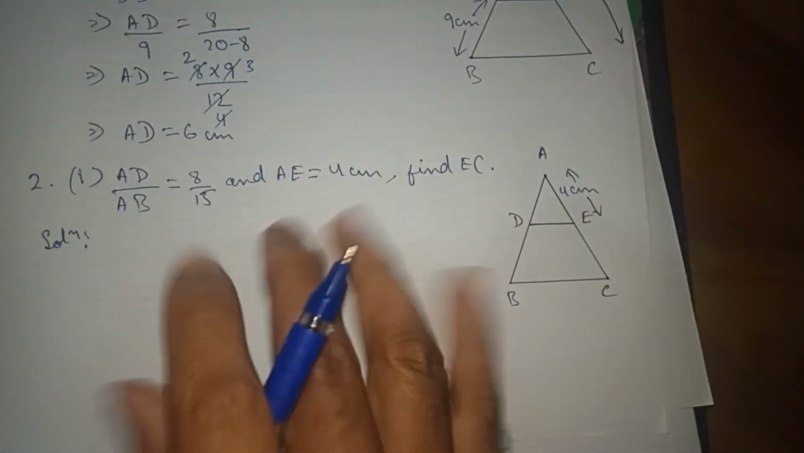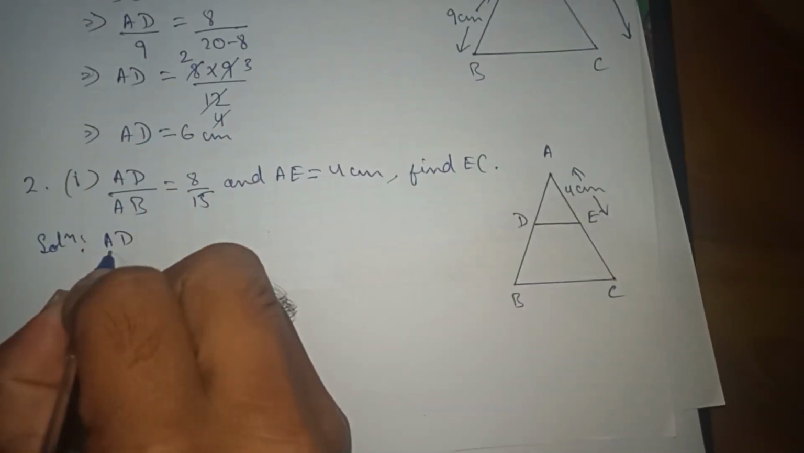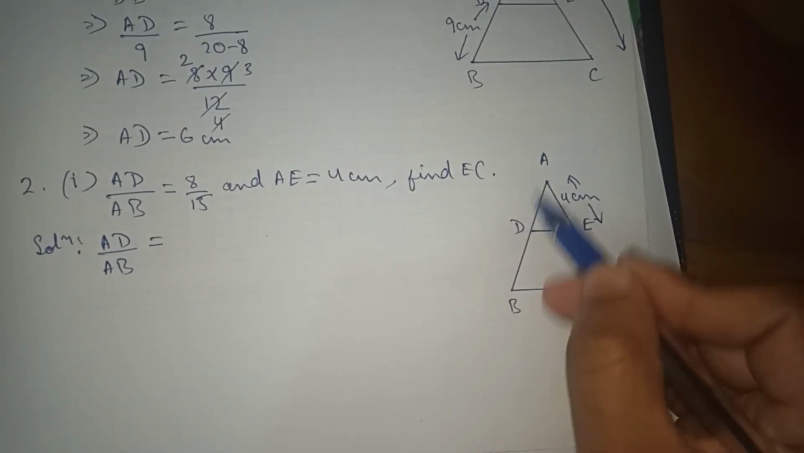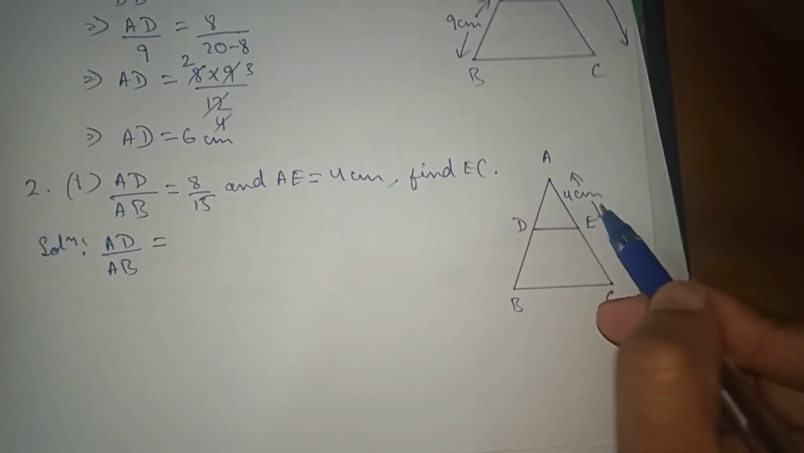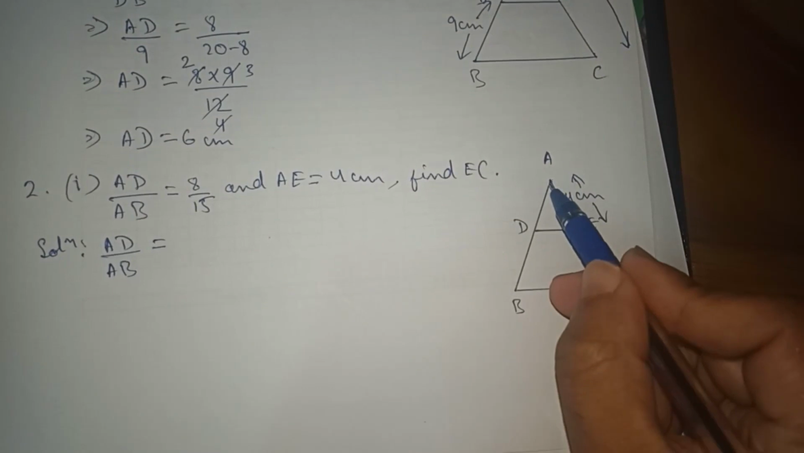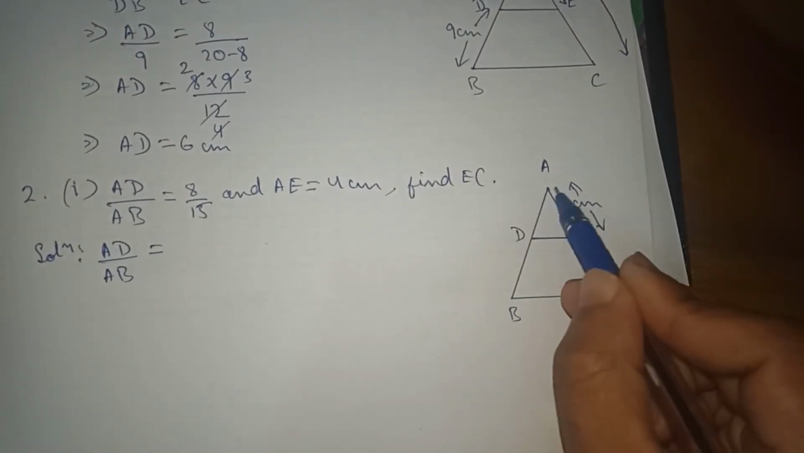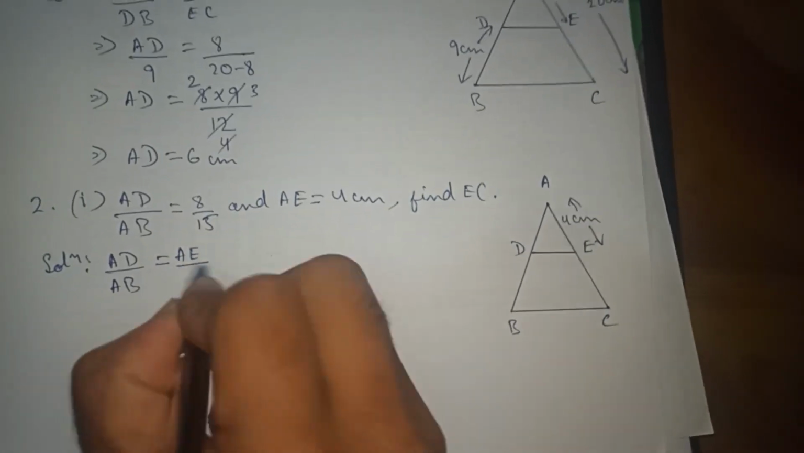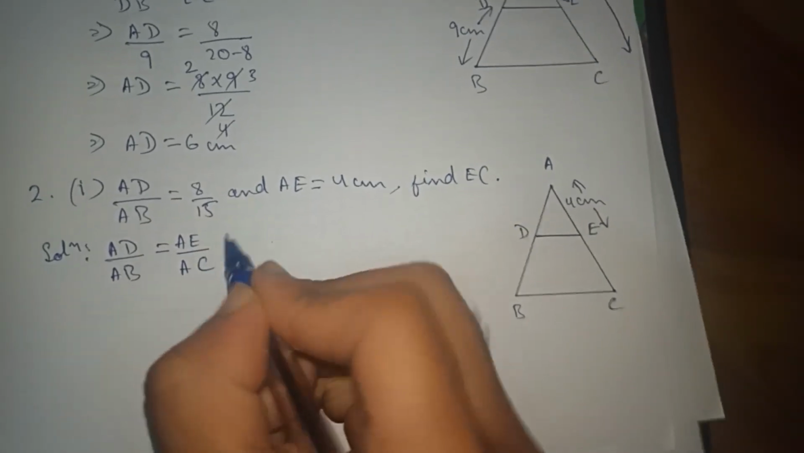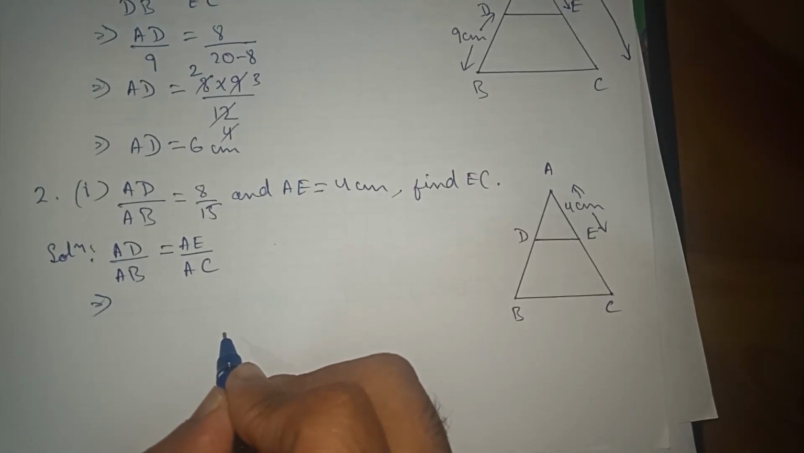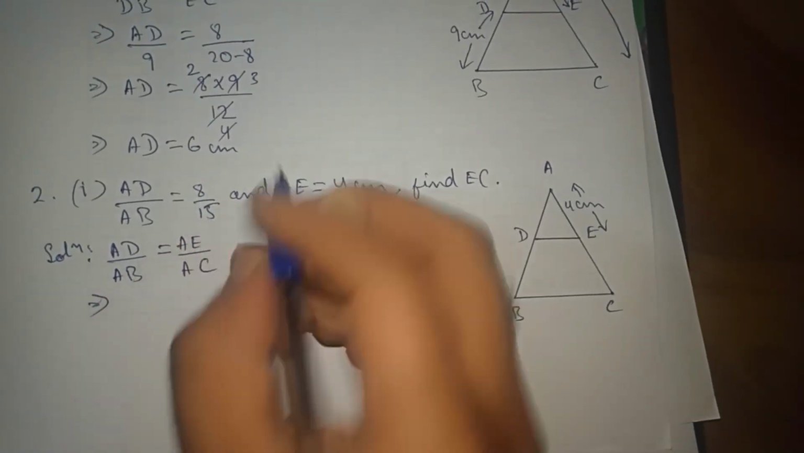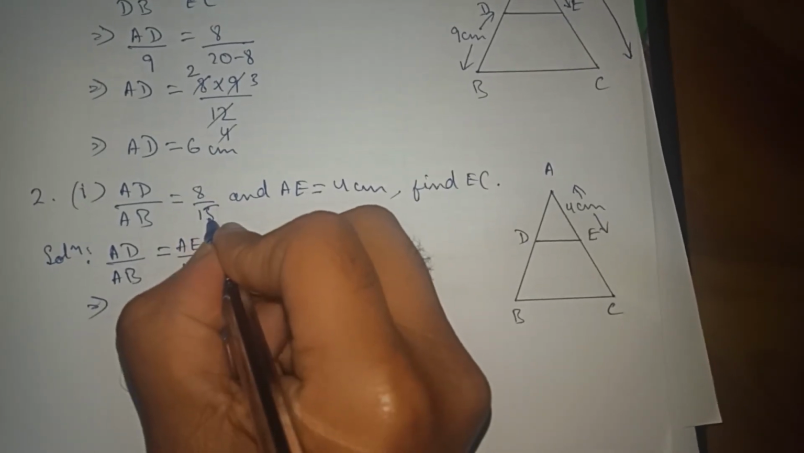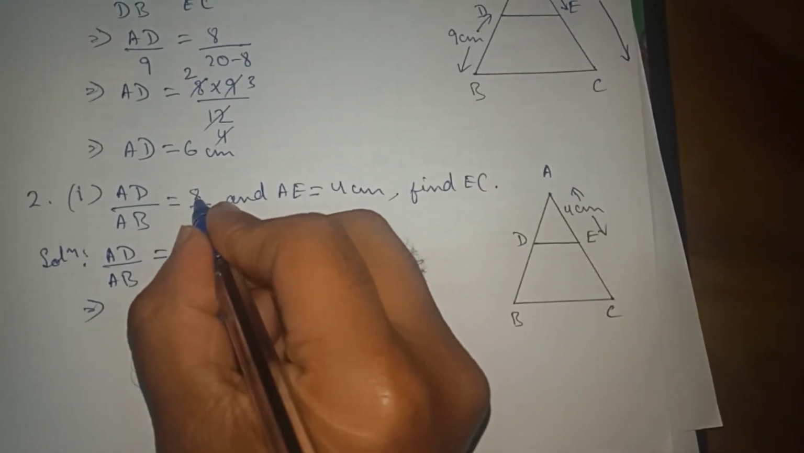So again, by Thales theorem, AD by AB is equal to AE by AC, and this implies AD by AB is 8 by 15. The question has 18 by 15 by mistake, but it is 8 by 15.